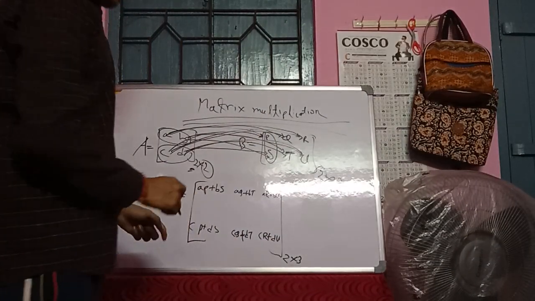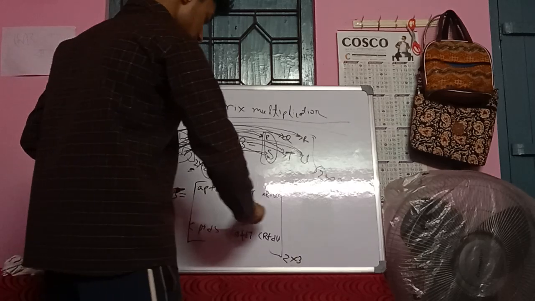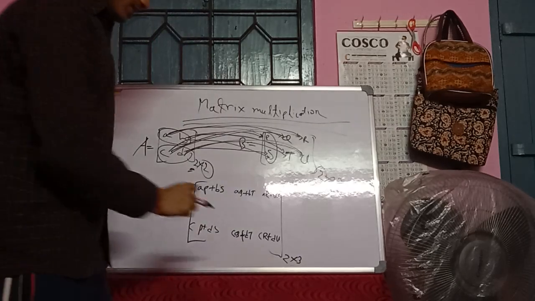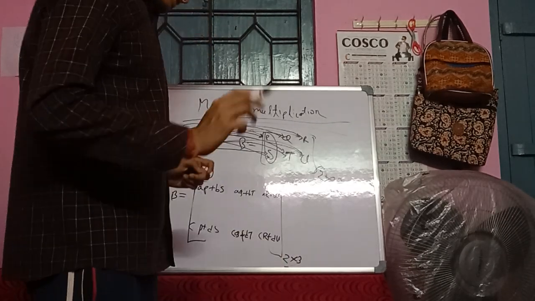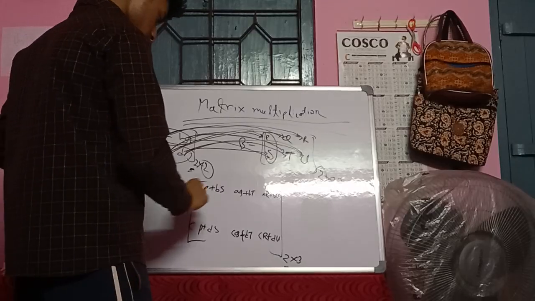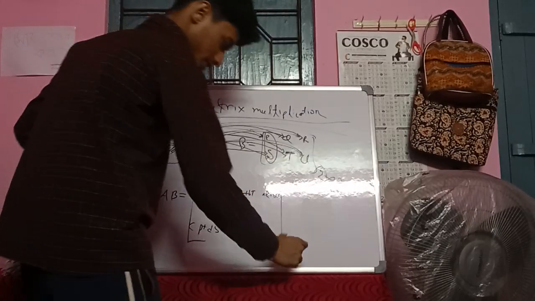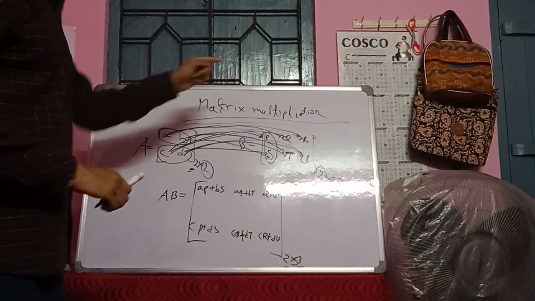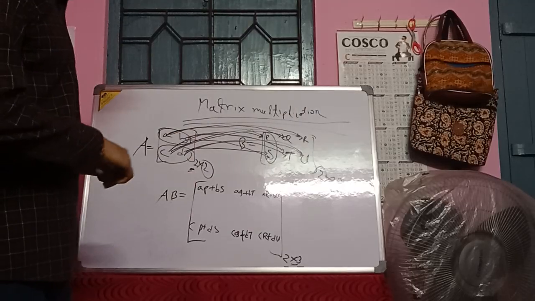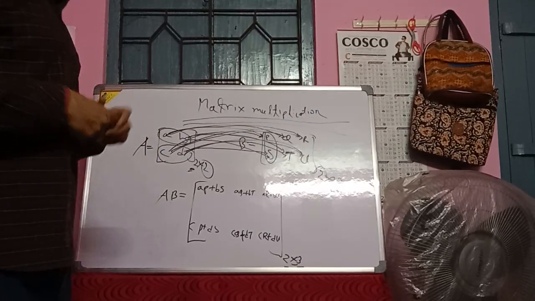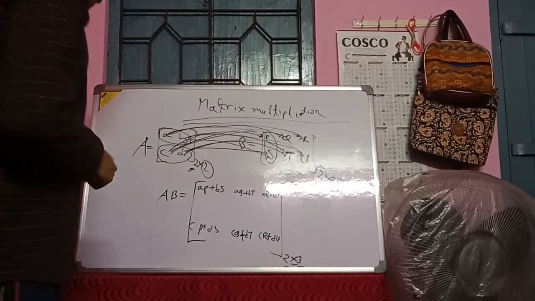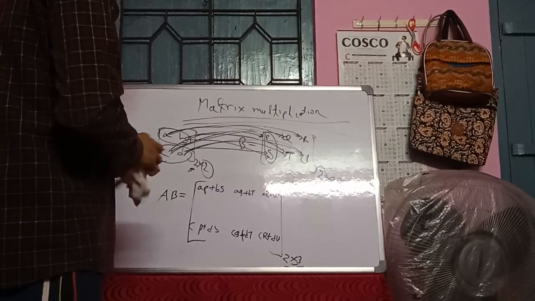You can see that the number of rows in this product matrix is 2, and the number of columns is 1, 2, and 3. This is how matrix multiplication works. Now you can also find out a pattern here.